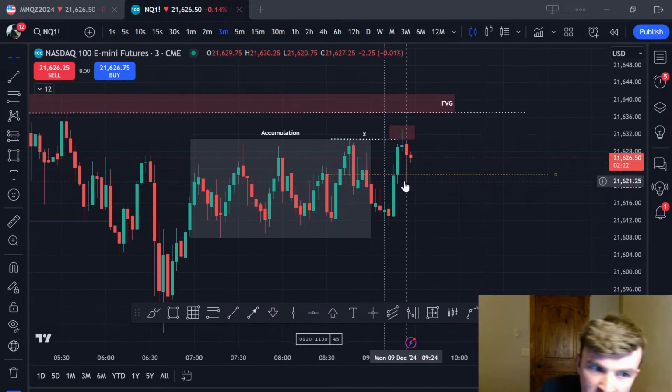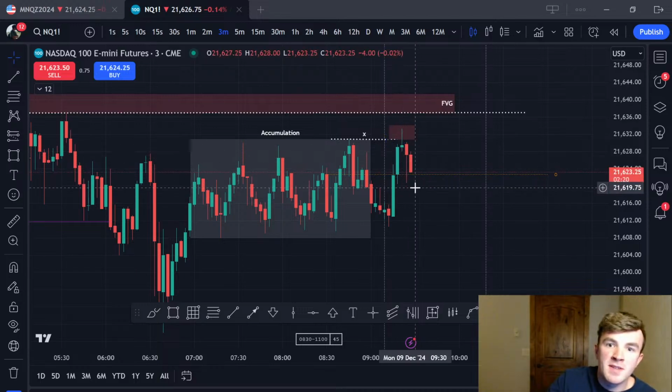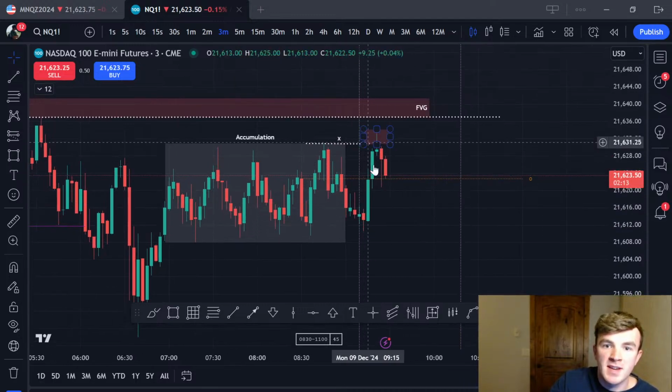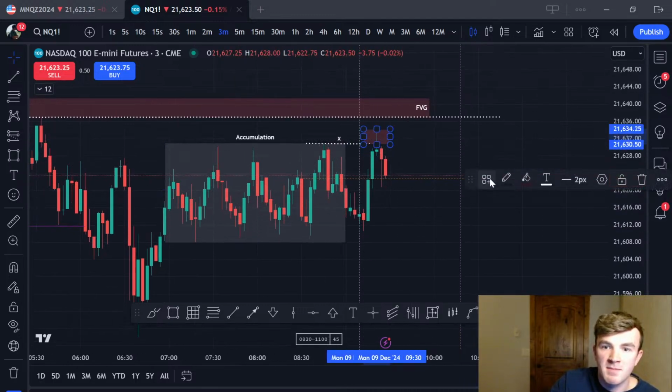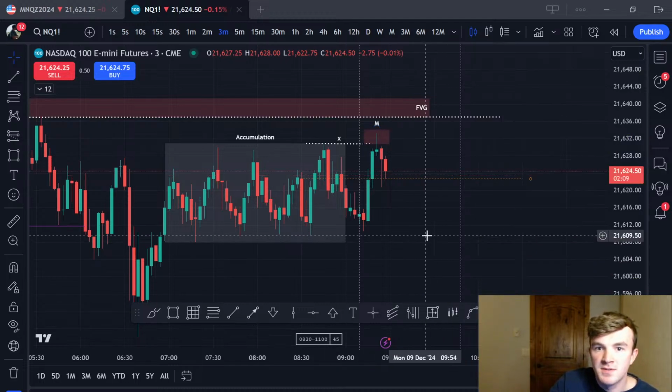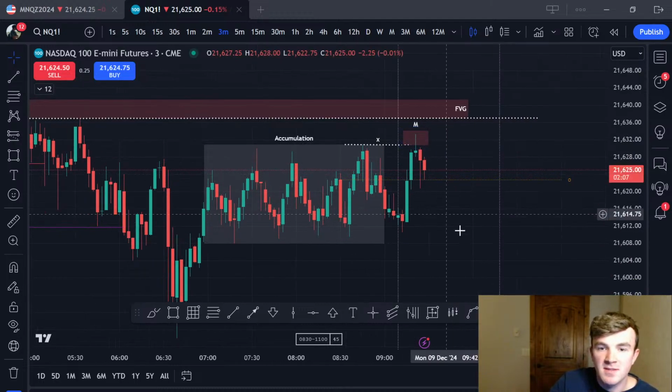If we were to get an inverse fair value gap here, would you take this or not? Because normally I wouldn't because there's an external gap. But I guess if there's clear AMD, then maybe. I just don't know. You think you would take this?